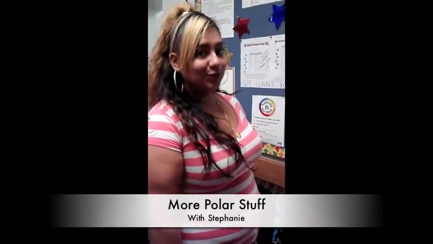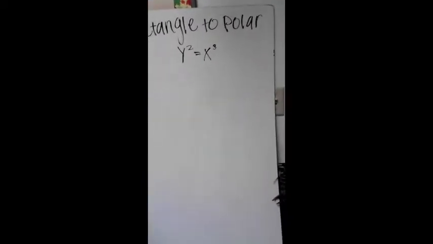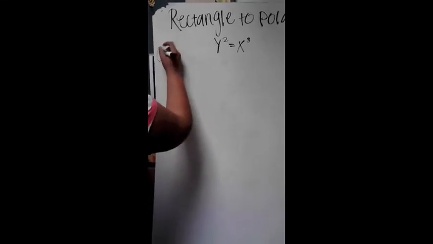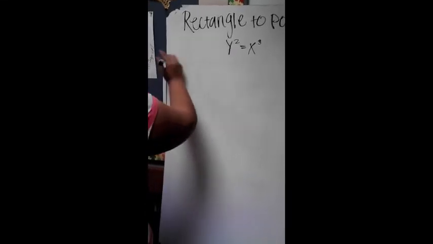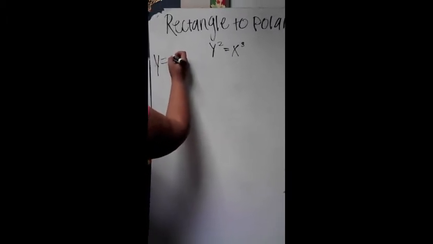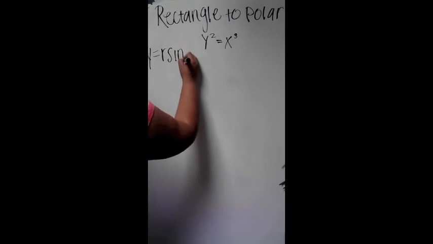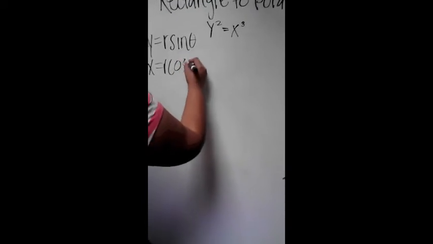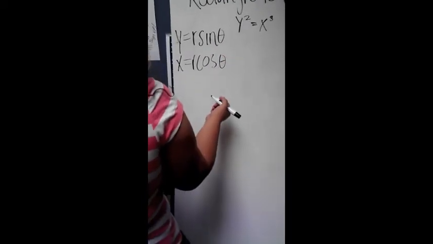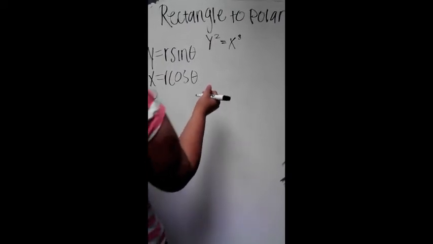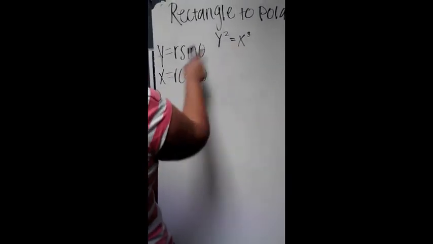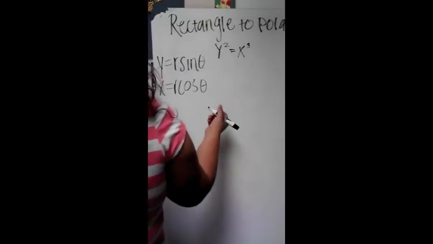How to convert rectangular equations to polar equations. The equation we're going to be using is y squared equals x cubed. We're going to use the substitution conversion, which is going to be y equals r sine theta and x equals r cosine theta. The first step you have to know is that y is going to be this and x is going to be that. So you're going to plug it in.